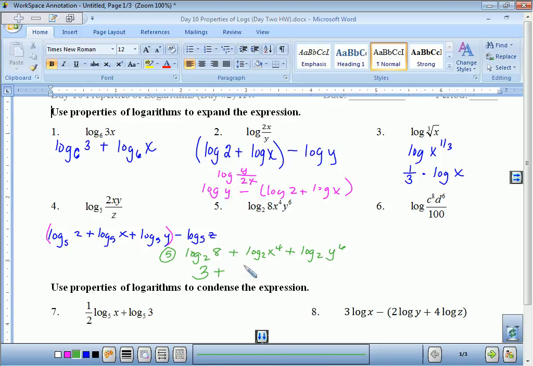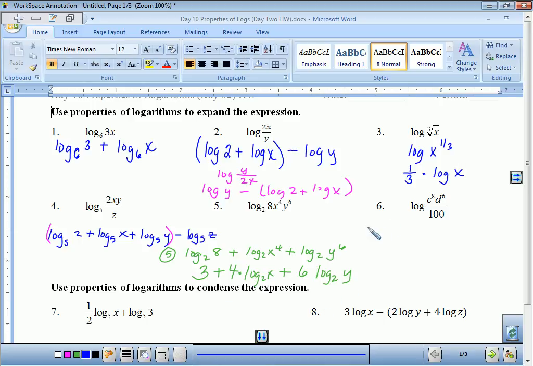Now, these exponents we can rewrite as multiplication. So this is what our final answer would look like. And you can either put the multiplication dot there or not. It means the same thing. It means multiplication whether or not it is there.